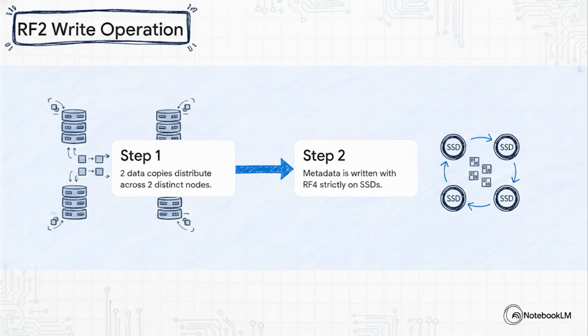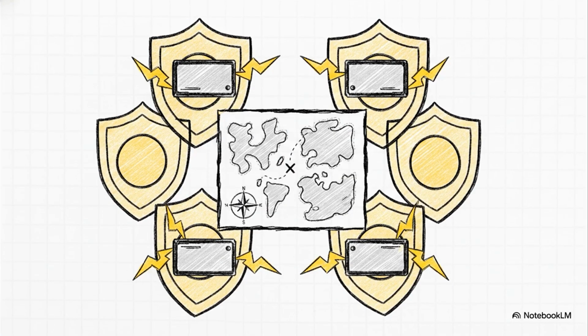You might be wondering, why the mismatch? Why go all out with RF4 on SSDs for metadata when the actual user data is just RF2? Well, think about it. Metadata is the literal map of your entire cluster. If you lose the map, you lose the cluster, period. Storing it on the SSD tier guarantees ultra-fast access, which AOS needs instantly for its intelligent tiering to work. And keeping 4 complete copies gives you extreme availability, meaning the system can survive multiple hardware failures without ever forgetting where your actual user blocks are parked.